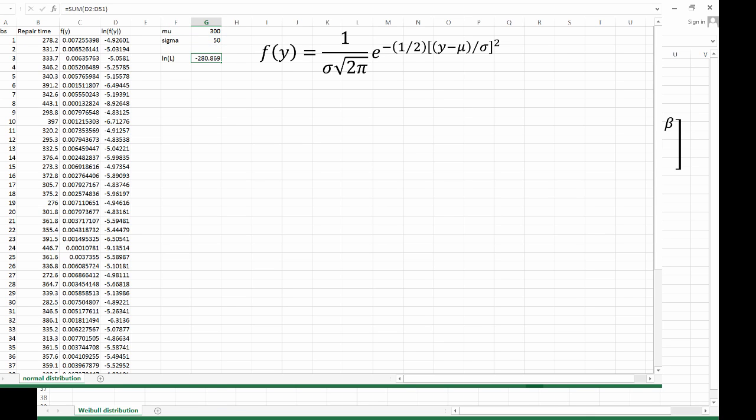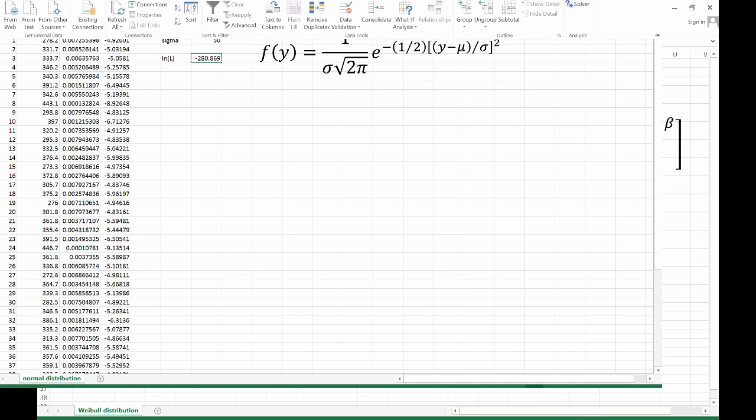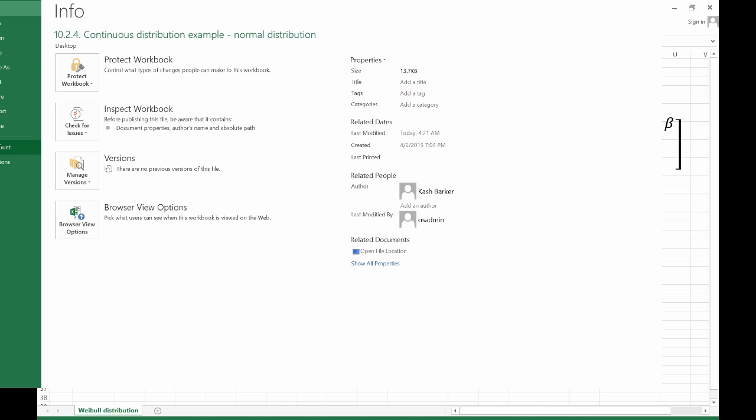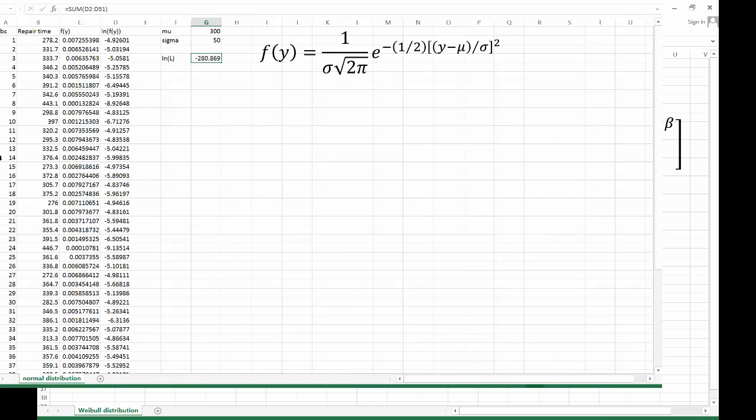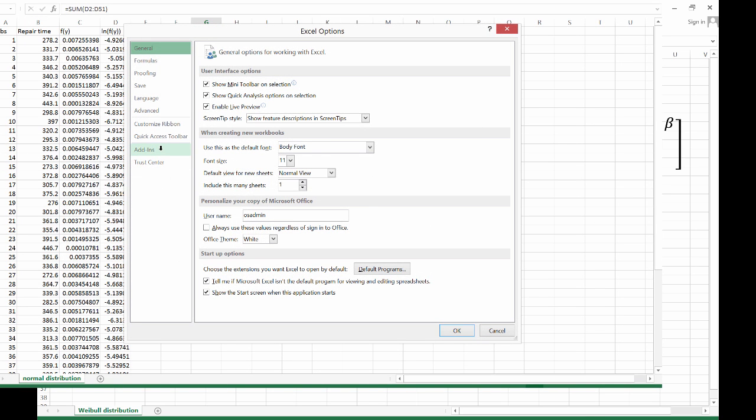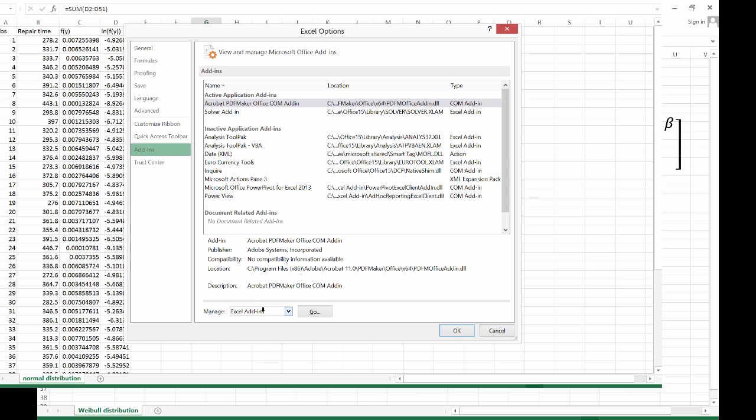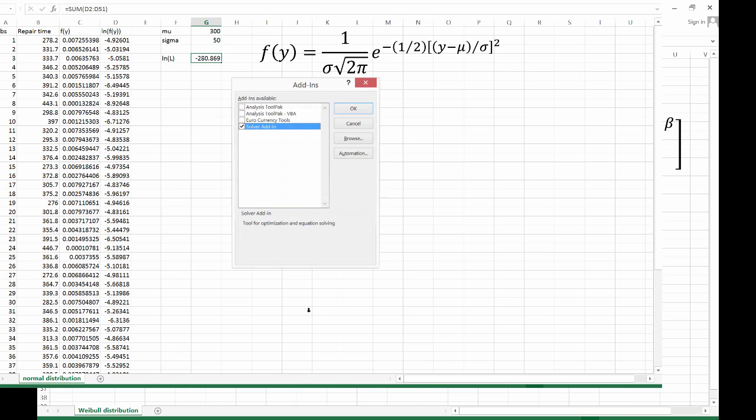To do that, we need the solver. So we go to the data tab and we go over to the solver. To add this in, I've already added it on this computer, but to add it in, you go over to options, go into add-ins, and under the Excel add-ins, go to the solver add-in. I'm obviously using a Windows machine here.